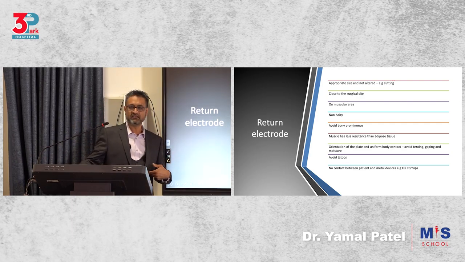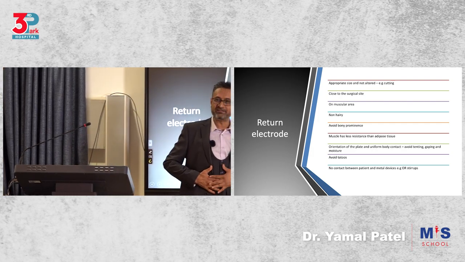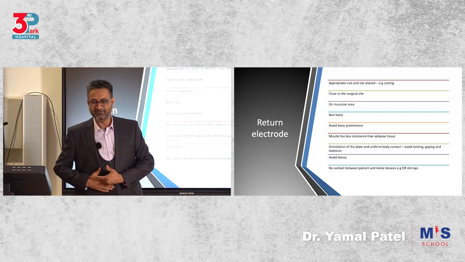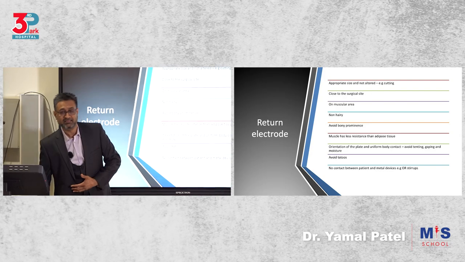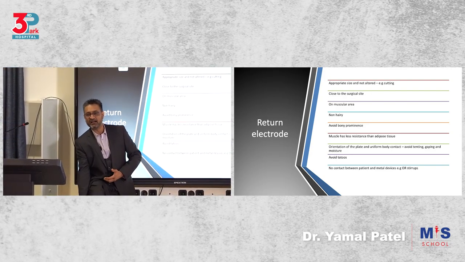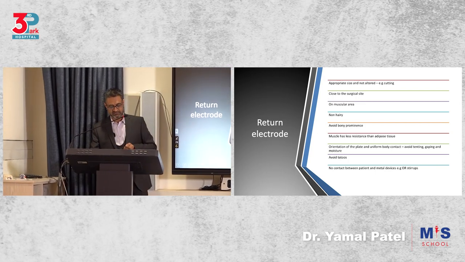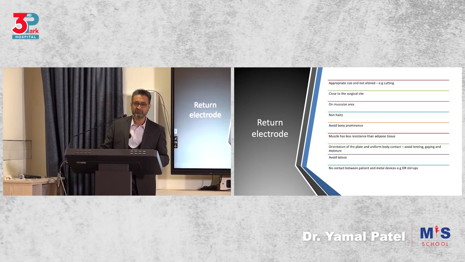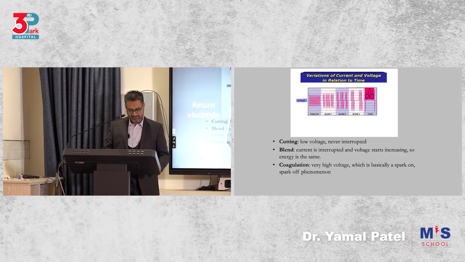Avoid bony prominences, avoid these hollow spaces like the popliteal fossa, avoid fat tissue, it has a lot of resistance. So put it on places that have good muscle. That's why the abdominal wall is not a good place to put it. It has fat, all right? But the gluteal region is good, it has muscle. The thigh is good, it has muscle. The calf is okay, it has muscle. So put it where there is good muscle, it has less resistance. Avoid tattoos, they have metal dyes, so they heat up as well.